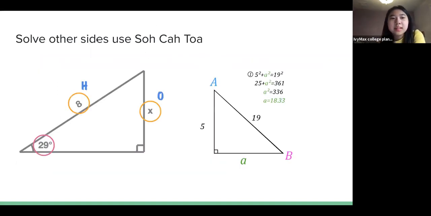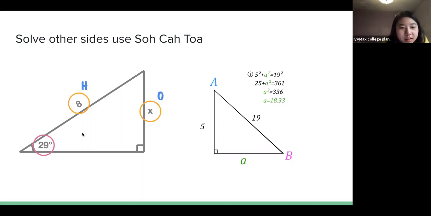Okay, so right now we're going to do some actual problems. For these problems, I'm pretty sure you need to use your calculator with sine, cosine, tangent. So make sure you have it. If you don't, you can search on Google or online. So for the first one, I'm going to go over it with you guys.